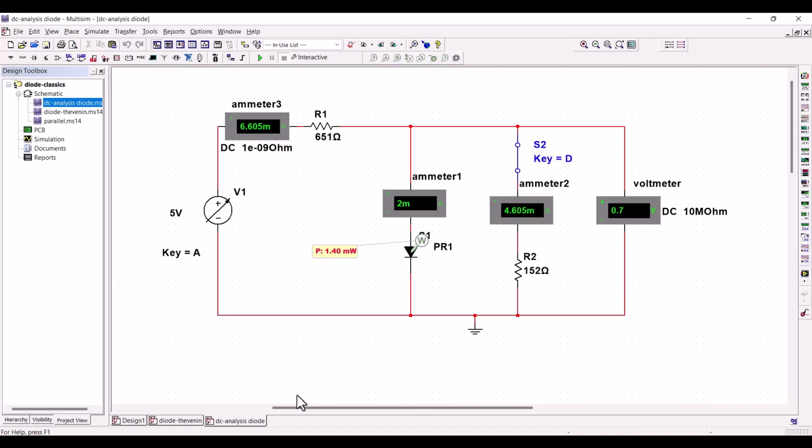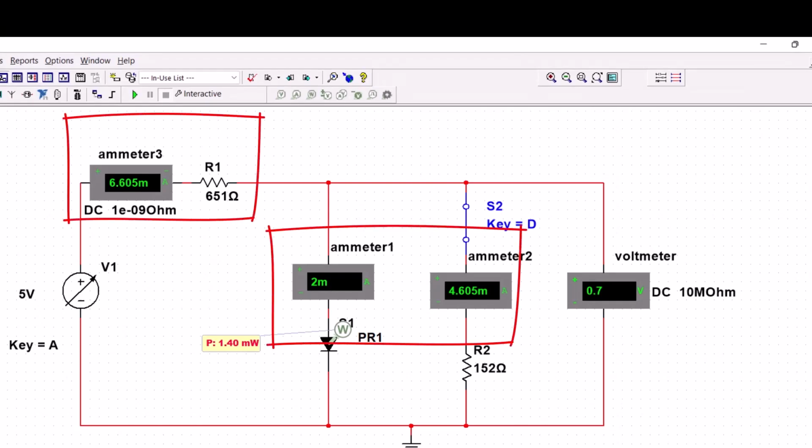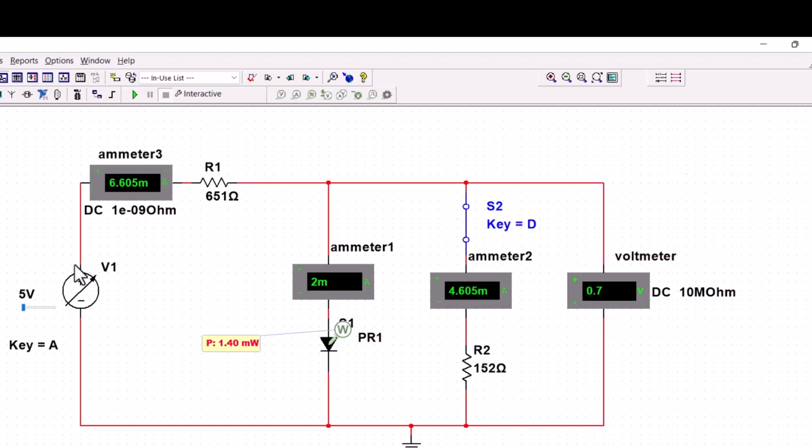Welcome to the Multisim environment. As you can see, my circuit is complete with 4 measuring instruments. I have 3 ammeters and 1 voltmeter. I also have an interactive voltage source that varies from 5 to 10 volts. I have my diode. I also have a wattmeter to measure the power dissipation in the diode as I change the values from 5 to 10.